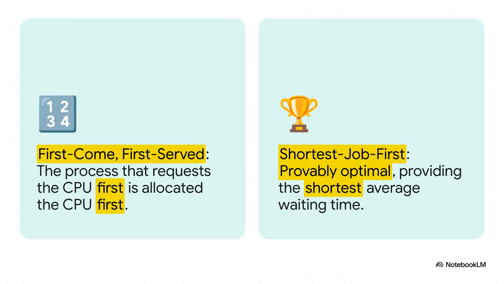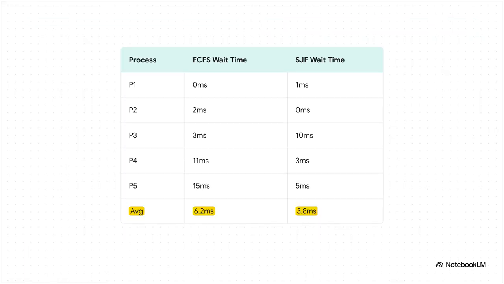It basically requires a crystal ball. You have to know the future, which is kind of tricky. And you can see the difference right here in the numbers. With the exact same set of tasks, the average wait time for first come, first served is 6.2 milliseconds. But by prioritizing the shorter jobs with SJF, that average drops all the way down to just 3.8 milliseconds. That's a huge difference. The choice of scheduling algorithm has a massive, direct impact on how fast and responsive your computer feels.